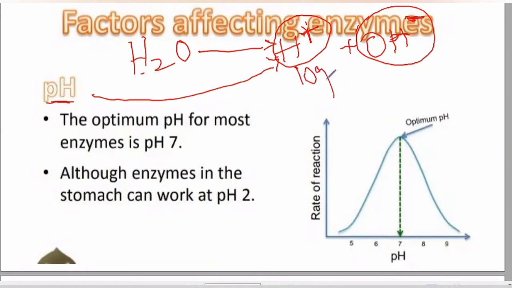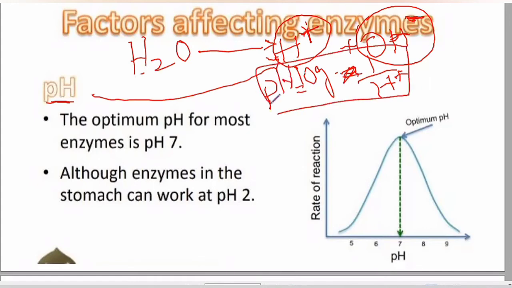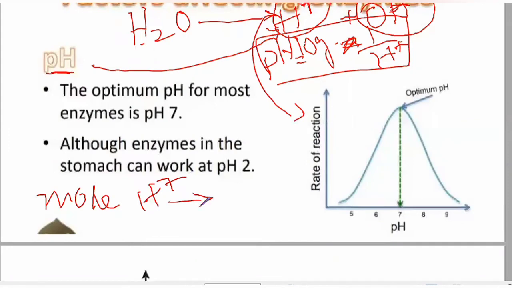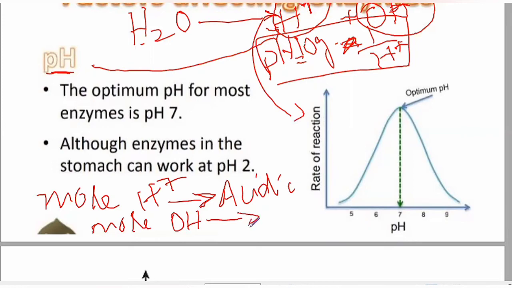Log you will study in maths, right? It's a negative log of hydrogen ions. This is actually the pH. Negative log, pH is equal to negative log of hydrogen ions. Okay, in simple words, if there are more protons, that substance or solution will be acidic. If it has more hydroxide ions, it will be basic or alkaline in nature.